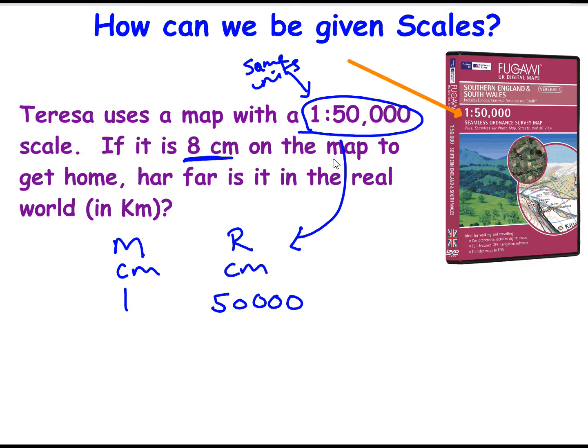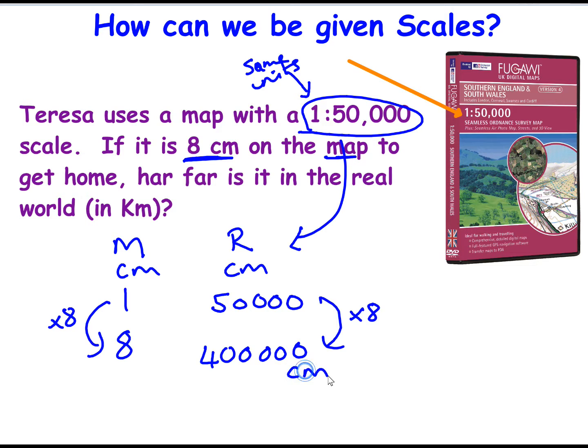Now, all I need to do is put the value I've been given under the correct side. So the 8 centimeters is on the map. So the map is 8 centimeters. So I've gone from 1 to 8 by multiplying by 8. So I have to multiply the other side by 8, and I get quite a large number. It's actually 400,000 centimeters. Now, in the real world, we don't talk about the distance from here to the shop is 400,000 centimeters.